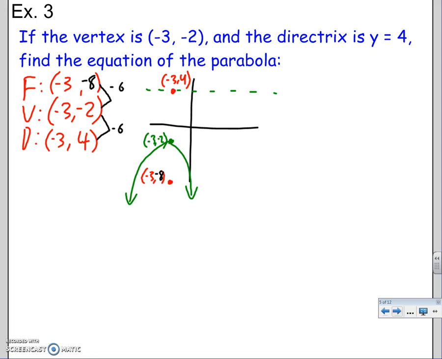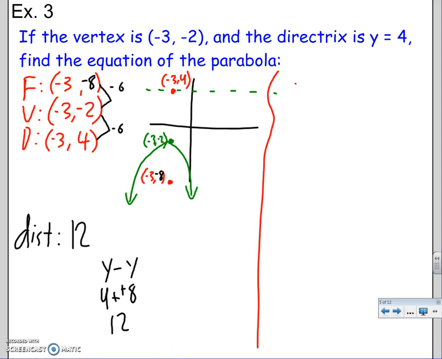All right, then we find the distance. Distance from F to D. How far is it from negative 8 to positive 4? That's 12 spaces. Remember, you do Y minus Y, make it positive. So if I do 4 minus negative 8, that's 4 plus 8, that's 12. All right, so step 1 and step 2 are done.